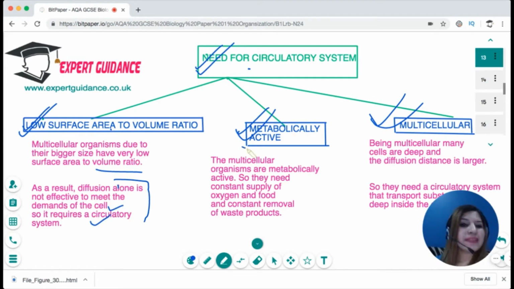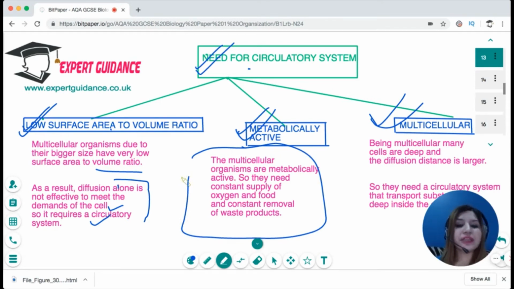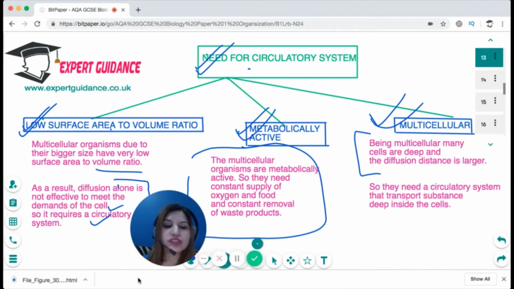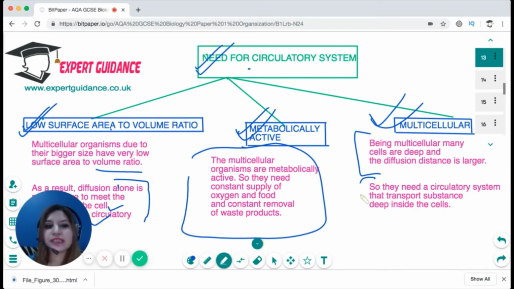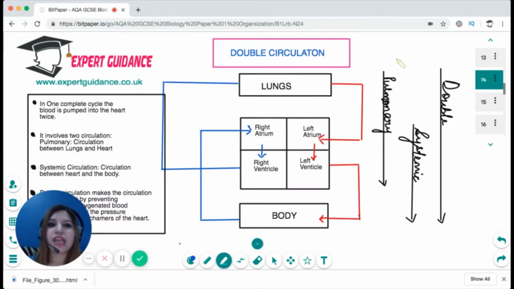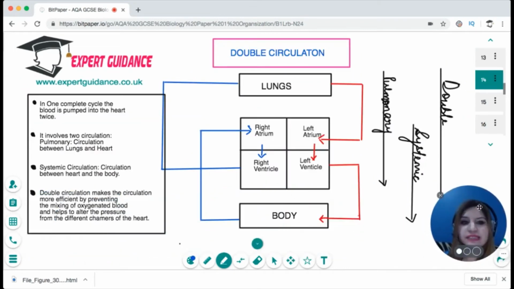Now, being metabolically active, we need a constant supply of oxygen, glucose, and nutrients. And at the same time, waste products are also made at a greater level. So we need a constant removal of waste products. So we need a circulatory system to do that task. And being multicellular, we have lots of cells which are deep inside. So the diffusion distance is too large. So we need a circulatory system to transport substances deep inside to the cells as well. So therefore, we have this circulatory system, and the circulatory system we have is double circulation.